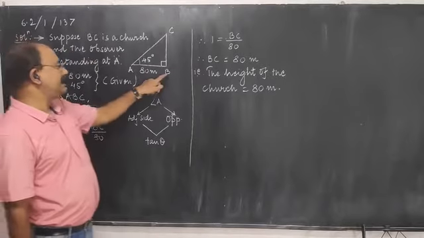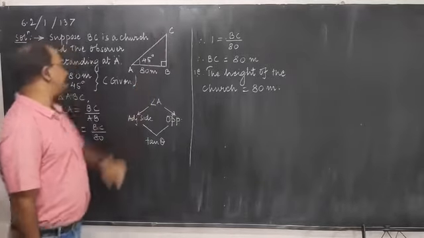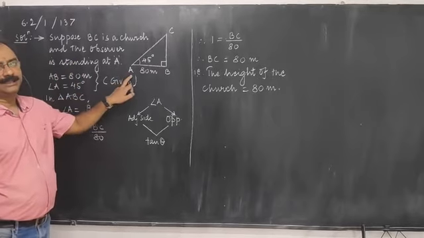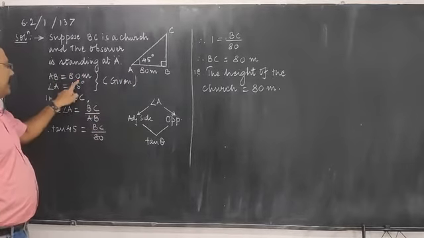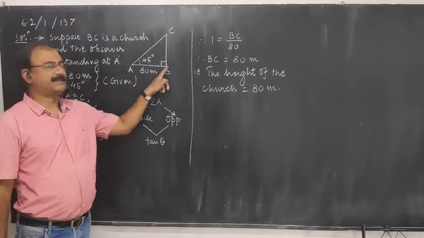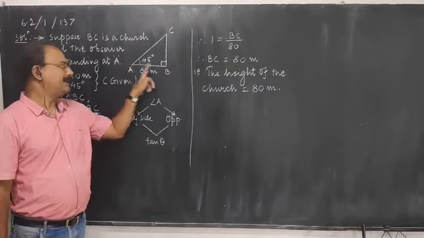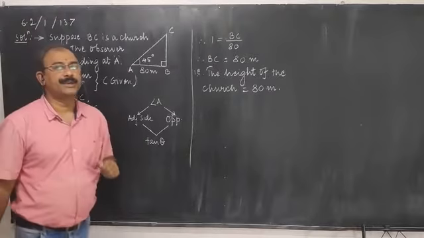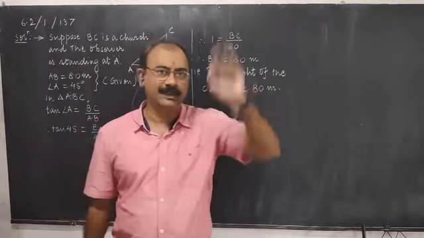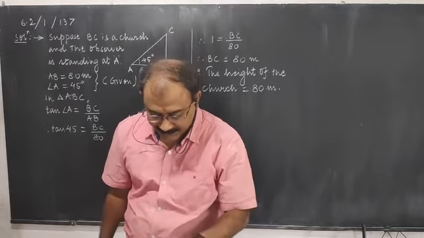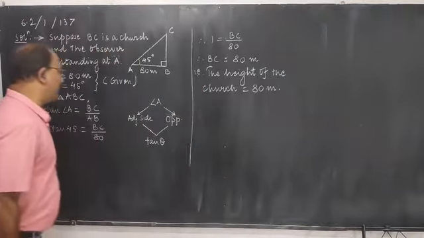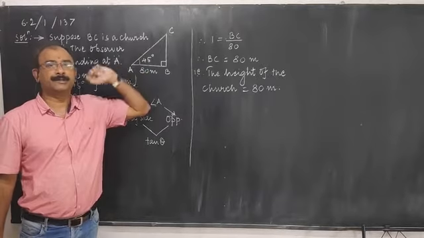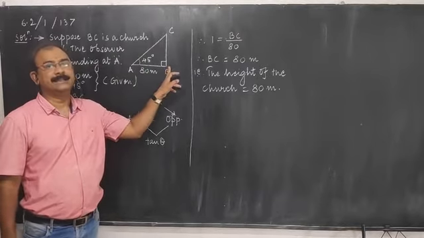Suppose BC is a church and the observer is standing at A. Distance AB, this distance of the observer from the church, is 80 meters. Angle A is 45 degrees. The angle of elevation is 45 degrees. That is given to you. We want to find out the height of the church, that is distance BC.